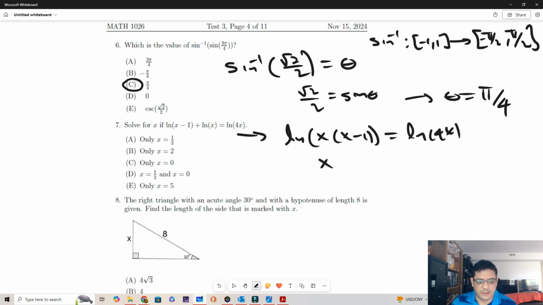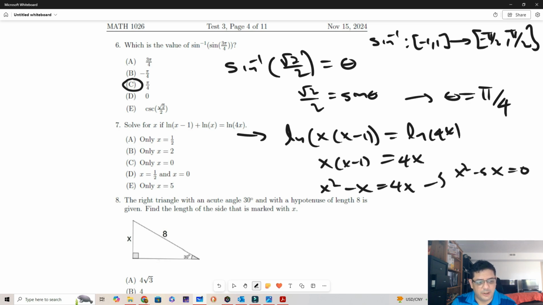When you do that, you're going to get x times x minus 1 equals 4x, or x squared minus x equals 4x, which means that x squared minus 5x is equal to 0. And this is just going to give me two options: x times x minus 5 equals 0, so x equals 0 or x equals 5. Because 0 cannot be plugged in here, since log of 0 does not exist, it's only going to be answer E, which is x equals 5.